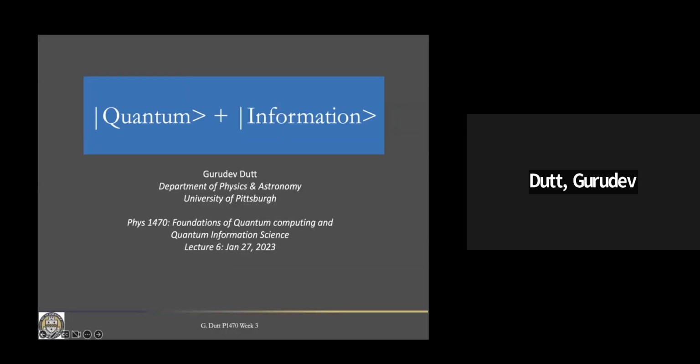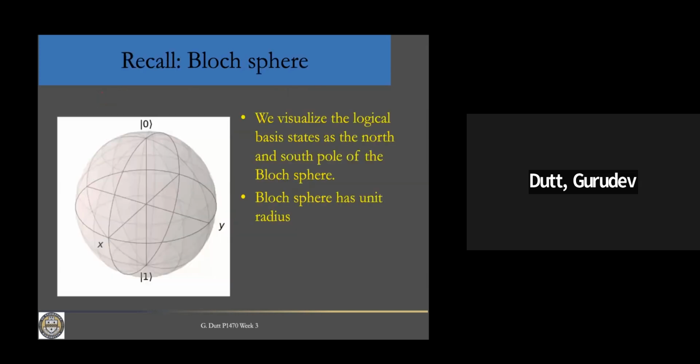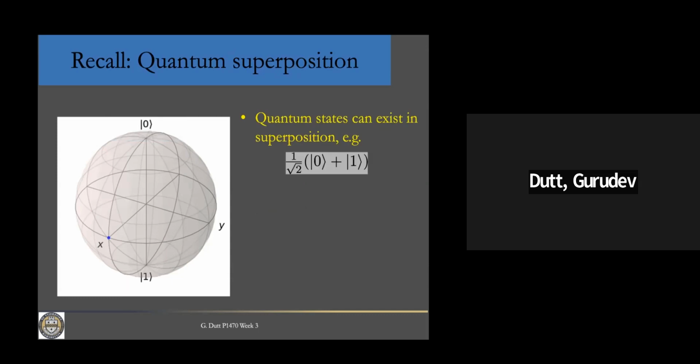Okay, and let's continue what we were talking about last time, which is the basics of qubits and how we measure them and map them to the Bloch sphere. Just to recall, we introduced the Bloch sphere where we have the logical basis states 0 and 1 as the north and south poles of the Bloch sphere. The Bloch sphere itself has unit radius.